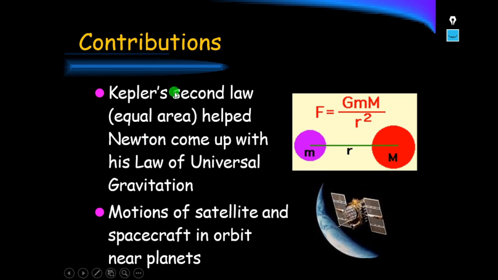So the major contributions given by Kepler's laws are: Kepler's second law, that is equal area, helped Newton come up with his law of universal gravitation, that is F is equal to GMm by r square, where M is the mass of the earth, small m is the mass of the other planet or satellite, G is the gravitation constant, F is the force of attraction, and r is the distance between those two bodies or planets. So also motions of satellites and spacecraft in orbit near planets. These contributions helped to find the law of universal gravitation.